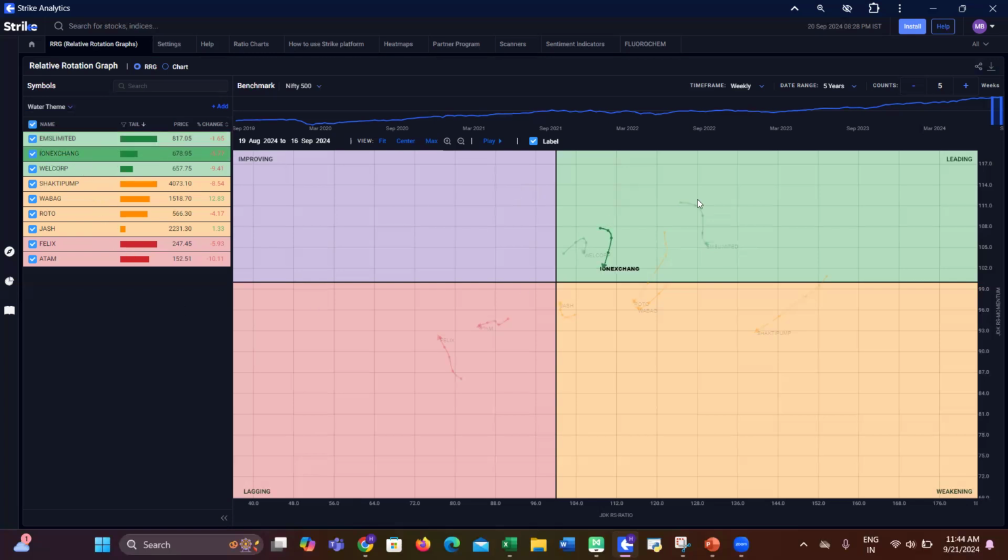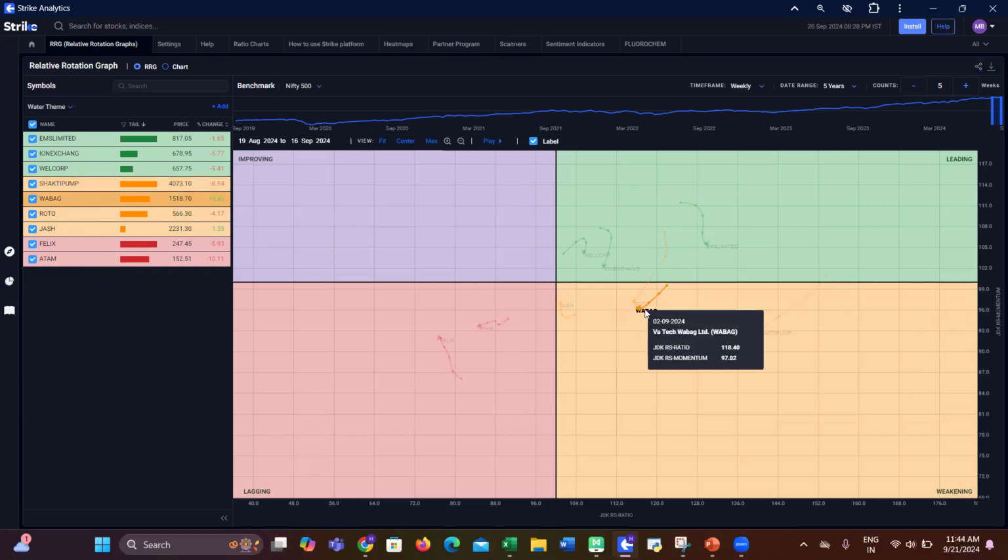Ion Exchange, yeah, it is also headed towards weakening. Significant reduction in the RS momentum as well as the RS ratio. Welspun Corp, I think it also has a similar indication. Shakti Pump is in weakening at this point in time, with a significant reduction in the RS momentum as well as the RS ratio.